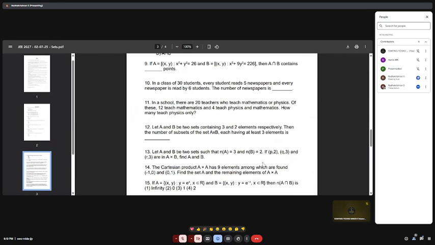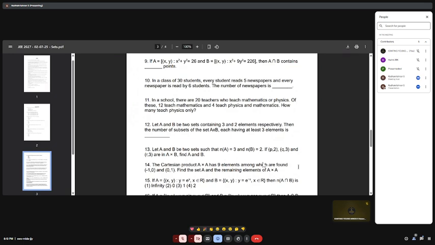So let's move on now. We are in problem number 9. Please look at problem number 9. If A equal to x comma y, x square plus y square equal to 26, and B equal to x comma y, x square plus 9y square equal to 226, then A intersection B contains how many points?